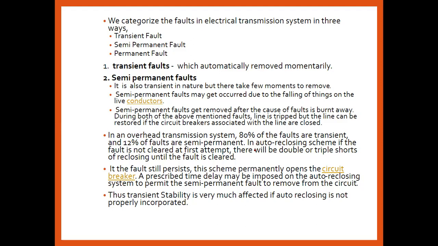The transient stability is very much affected if auto reclosing is not properly incorporated.